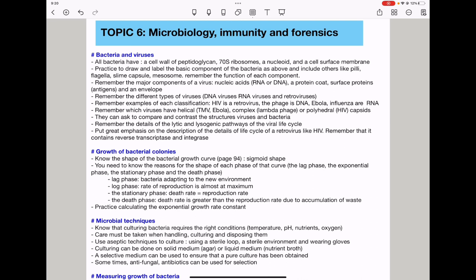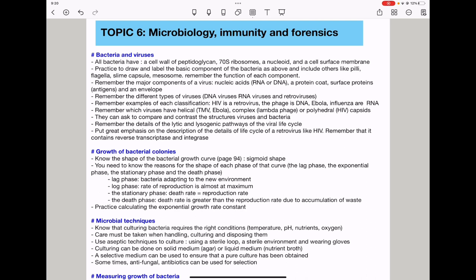Like I said already, some are DNA viruses, others are RNA viruses, and we have a special classification we call the retroviruses. Remember examples of each classification, like HIV is a retrovirus, lambda-phage is a DNA virus, and then we have Ebola and influenza, which are RNA viruses. Please remember that some viruses have specific capsids that have specific shapes, like TMV and Ebola have the helical, some have the complex like the lambda-phage, as well as the polyhedral like we have in HIV.